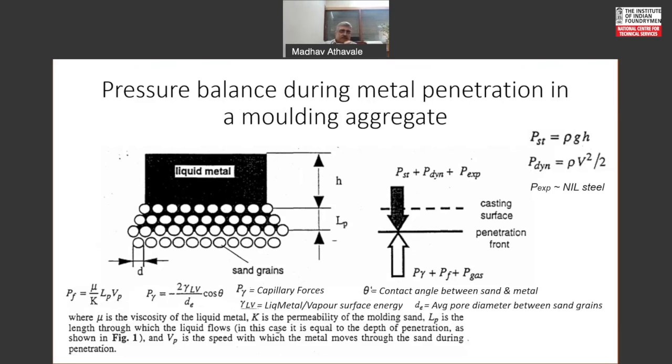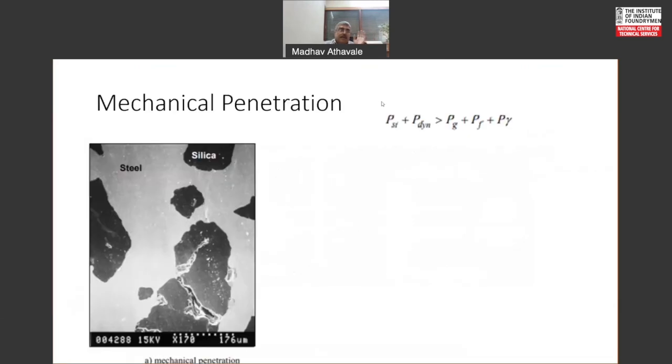And mind you, the resisting forces are in the upward direction. We have put a negative in this equation against this formula. P gas can be between 1 to 1.25 atmospheres, as has been measured in experiments.